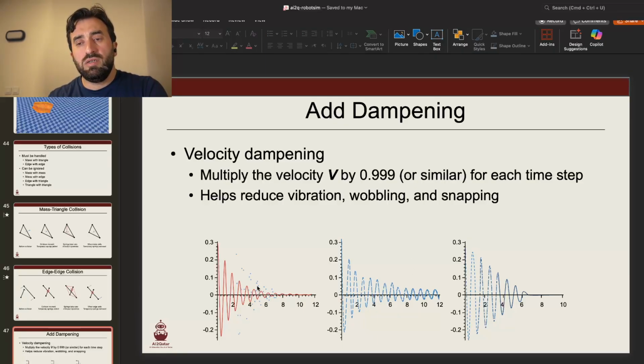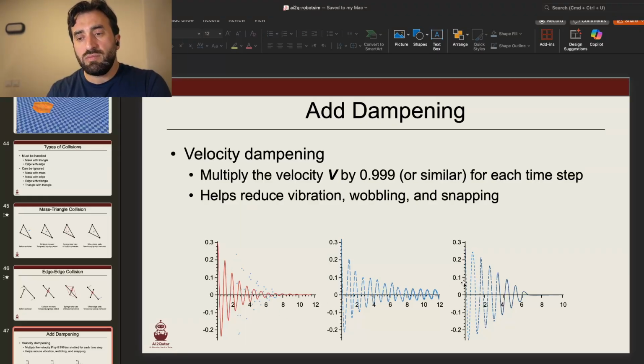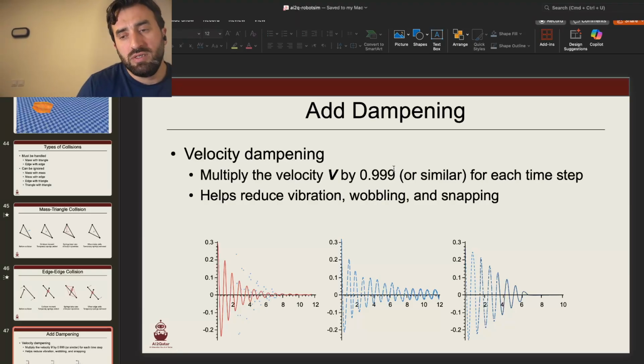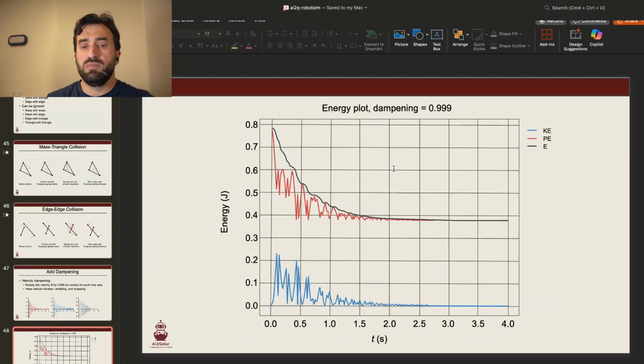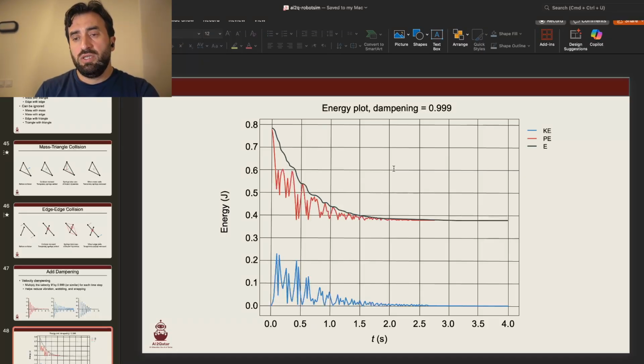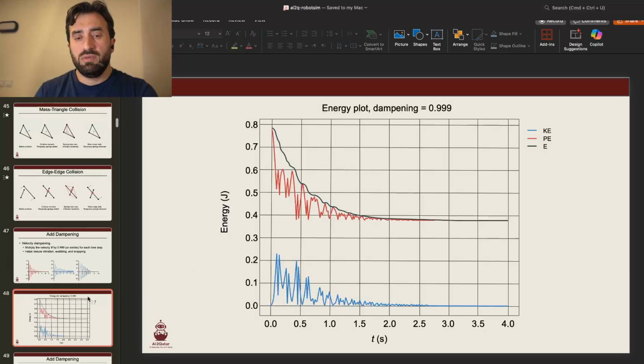And you can see a graph that shows starting with some energy level and it just goes to zero over time. You can do this by multiplying the velocity by some number similar to 0.999 for each time step until it reaches zero, unless you insert energy into the system. You see the energy level here again being dampened.